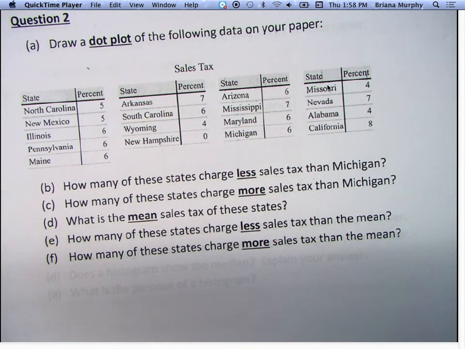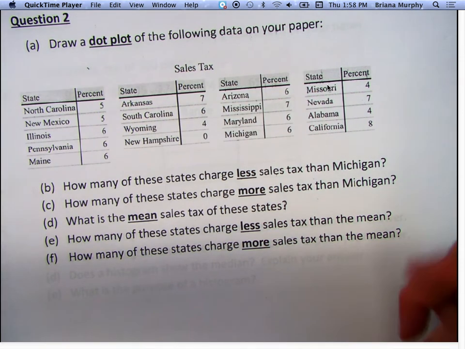Okay, we're going to draw, yes, ma'am. When you're finding your quartile, do you count... how many of these states charge less than Michigan?